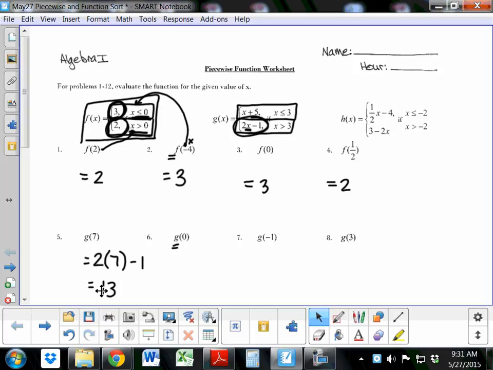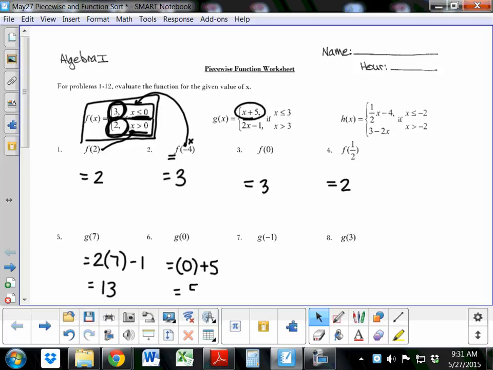So you're going to look at the g of x. So this is 0. So you're trying to decide, should I use the top or the bottom? How did you know to use the top, Olivia? Because 0 is less than. Good. So she's going to look at this function and say, I'm going to use the top, and I'm supposed to do x plus 5, which means I'm plugging in 0 plus 5. My answer is 5.